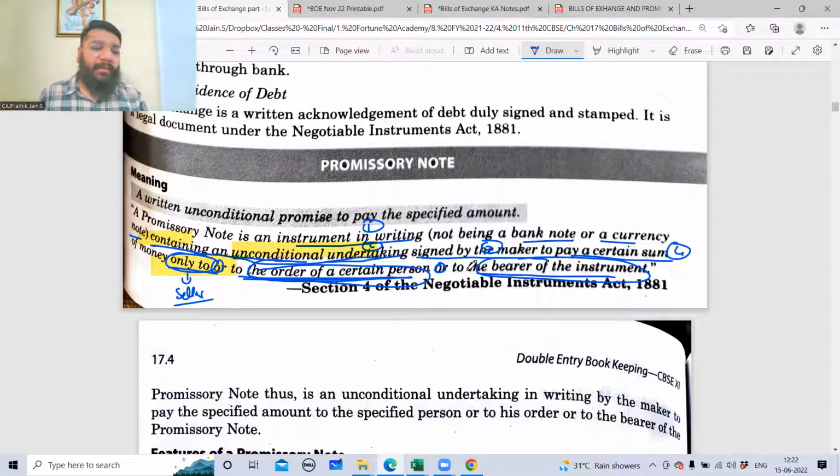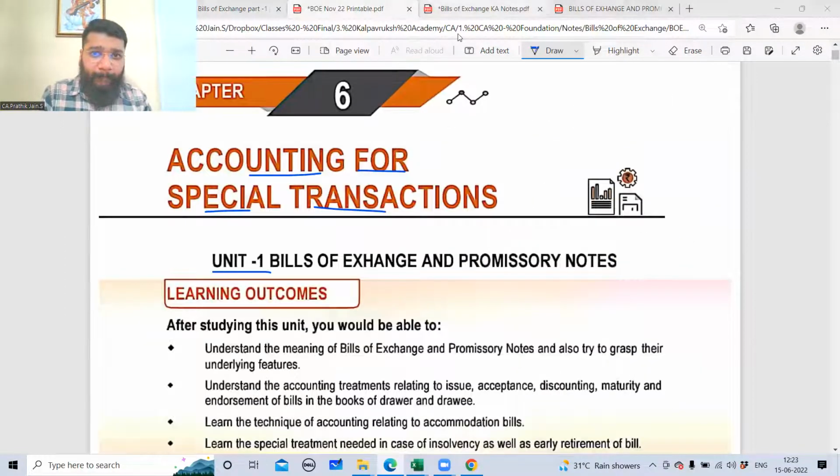This is promissory note, guys. Any problem here? Offline people comfortable? Online people comfortable? Clear, sir. Yes, sir. Kavi, Abigail, comfortable? Yash? Yes. Yes, sir. Wonderful.